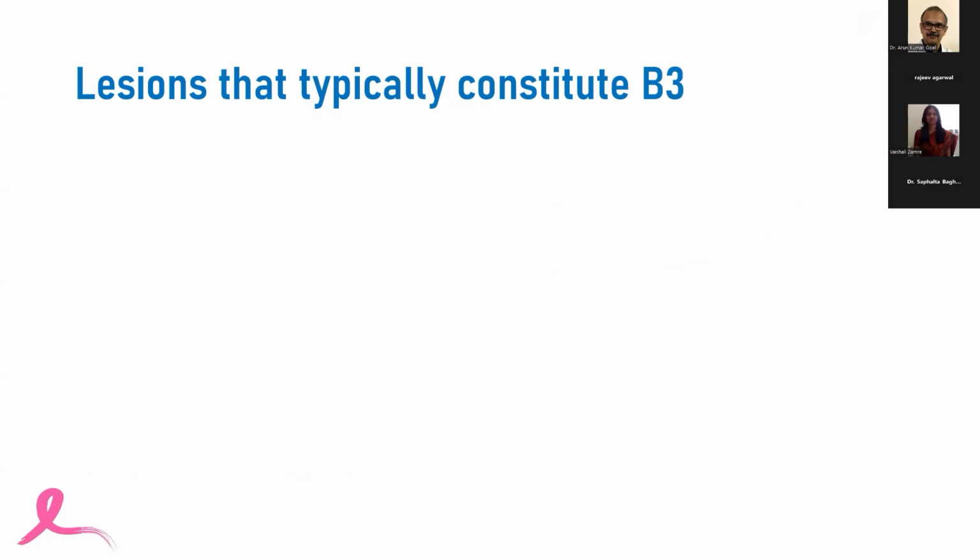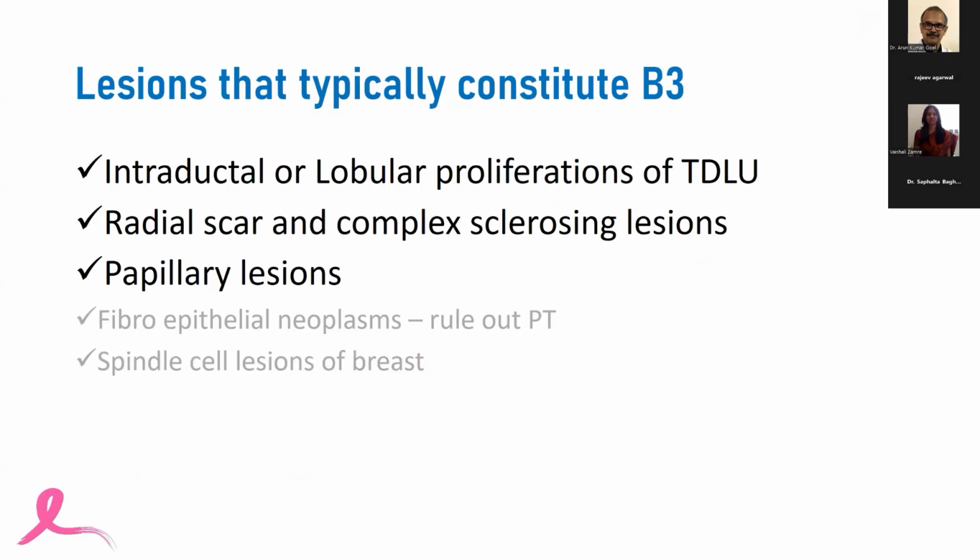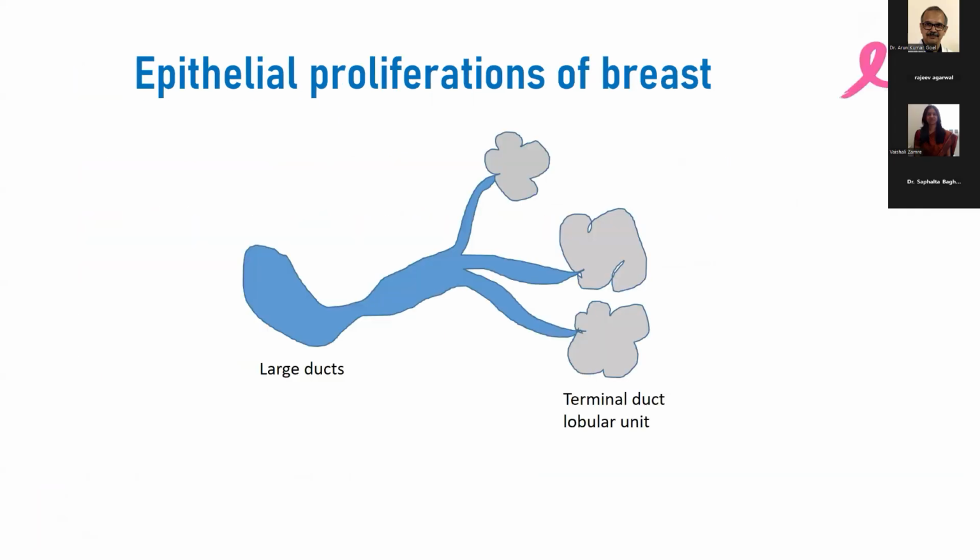The lesions that typically constitute B3 are all the intraductal lobular proliferations of TDLU. And I'm glad that Kavita has already made some ground for this part of the story. Radial scar and complex sclerosing lesions, papillary lesions. I am not going to talk too much about spindle cell lesions and fibroepithelial neoplasm, because Dr. Hitoda is here to talk to you about it.